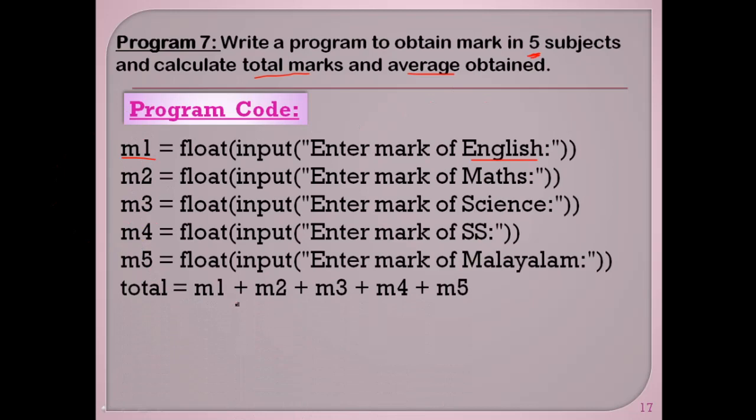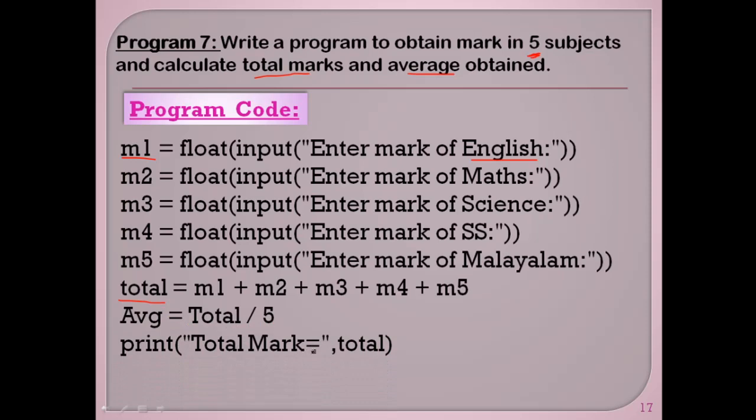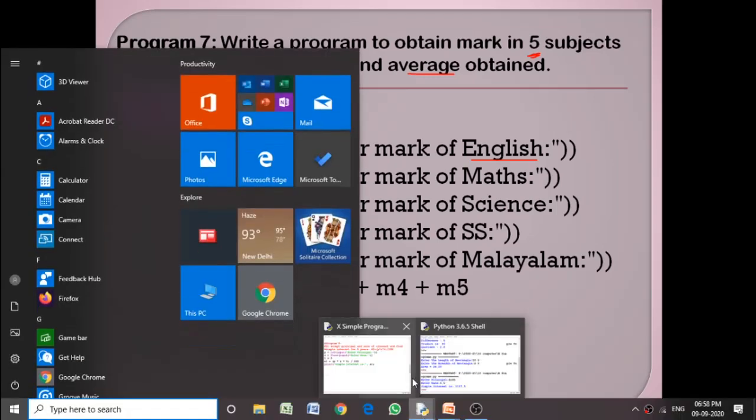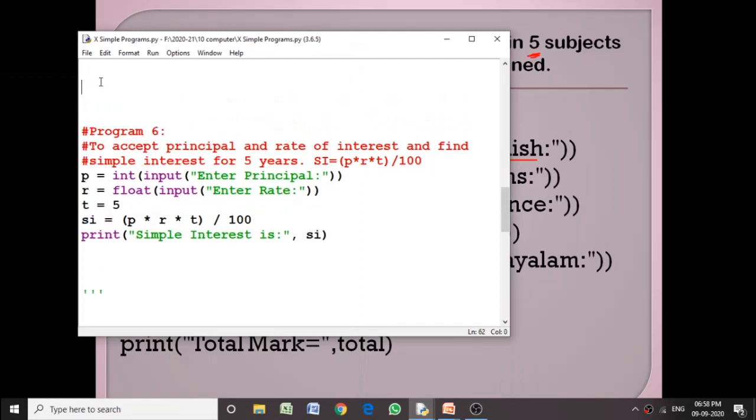And then I am finding out the total. Total is calculated by adding all these variables, M1, M2, M3, M4 and M5, and the total is stored in the variable total, and average is calculated by total divided by 5, and the total mark equals total. Here the T should be a small letter, there is a mistake here, T should be in small letter. I will show the output. Since variable names are case sensitive, use the correct variable names.